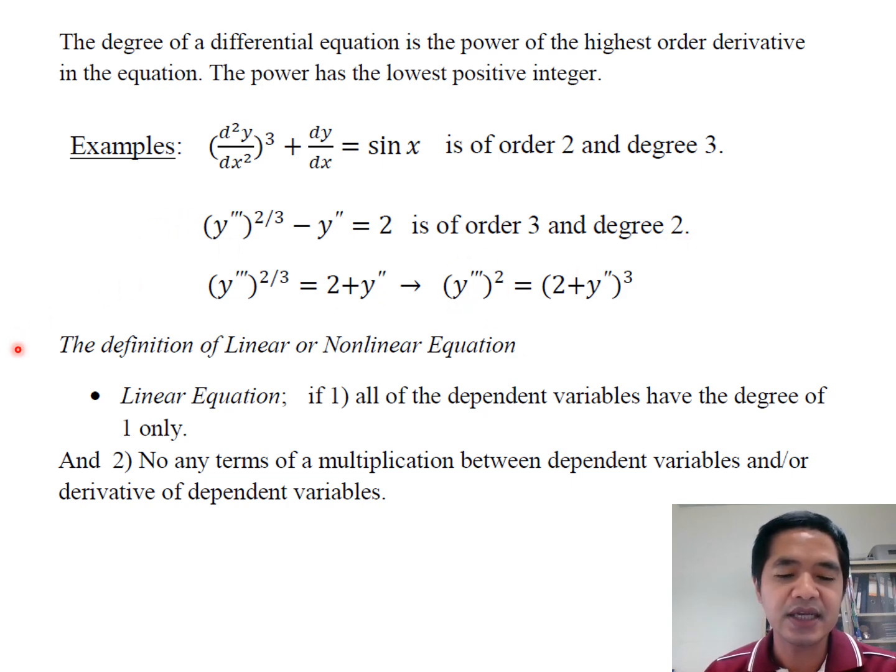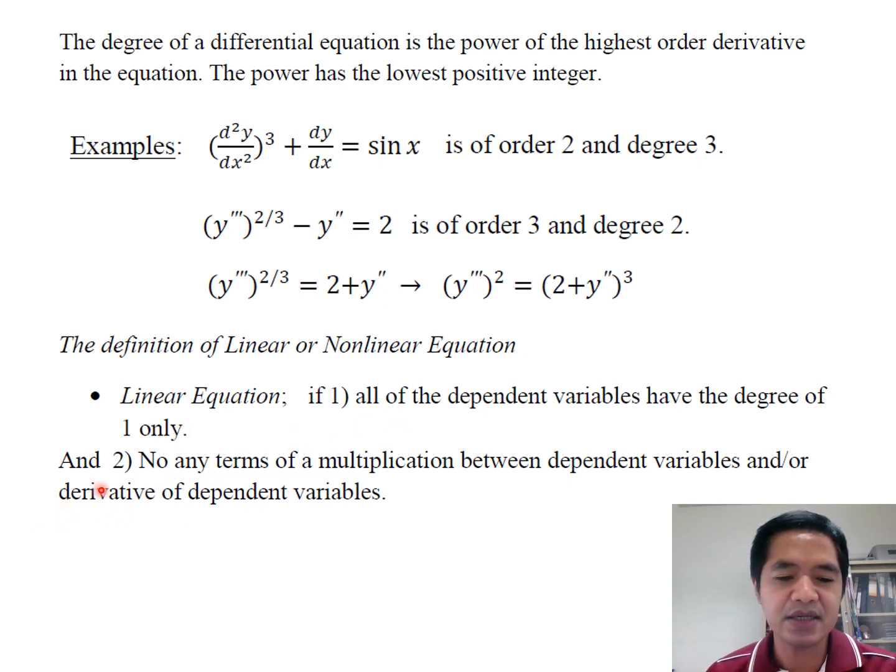Okay, so the next definition is linear or nonlinear equation. When we talk about a linear equation, it means all of the dependent variables have the same degree of 1 only. When you look at each term, it has to be degree 1 only. Otherwise, it's going to be a nonlinear equation.